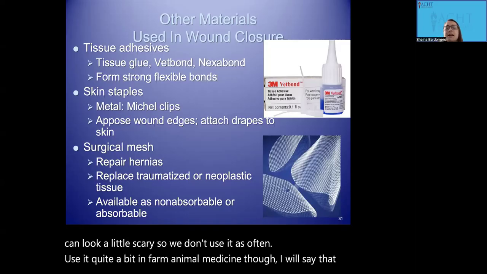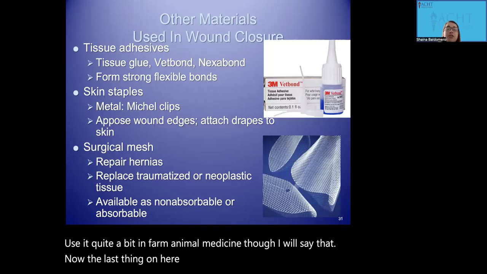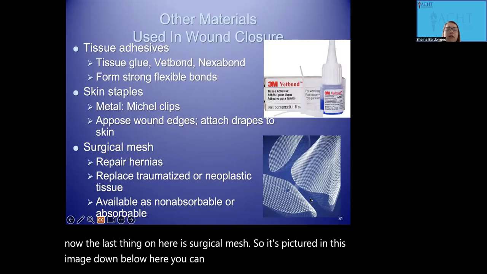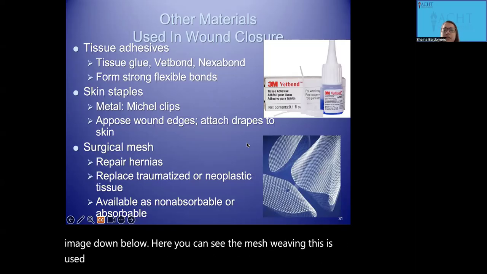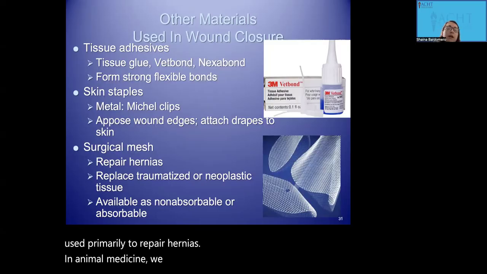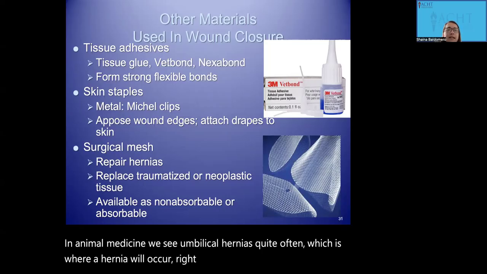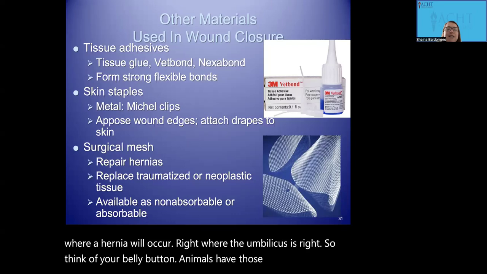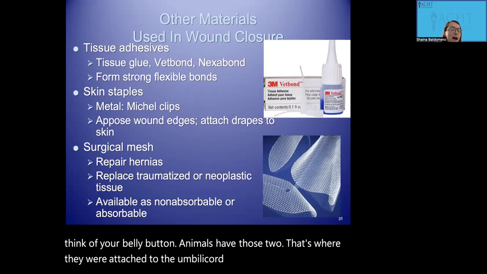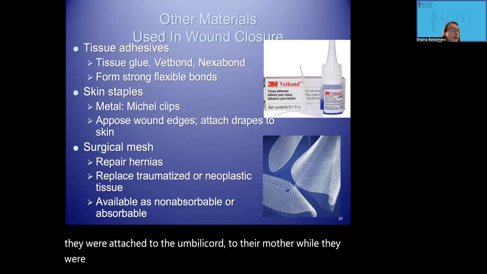Now, the last thing on here is surgical mesh. So it's pictured in this image down below here. You can see the mesh weaving. This is used primarily to repair hernias. In animal medicine, we see umbilical hernias quite often, which is where a hernia will occur right where the umbilicus is, right? So think of your belly button. Animals have those too. That's where they were attached to the umbilical cord to their mother while they were in utero to receive nutrition and to grow.